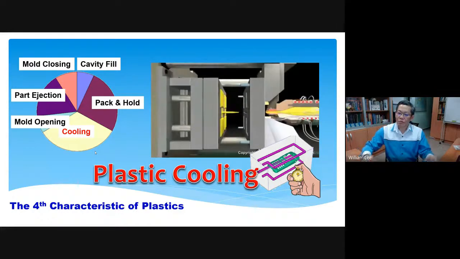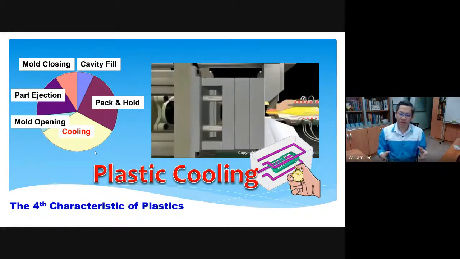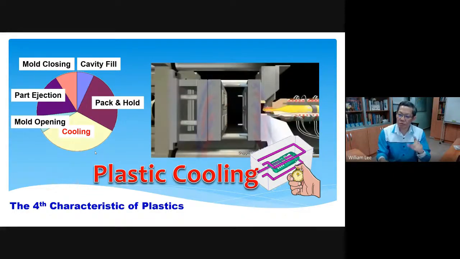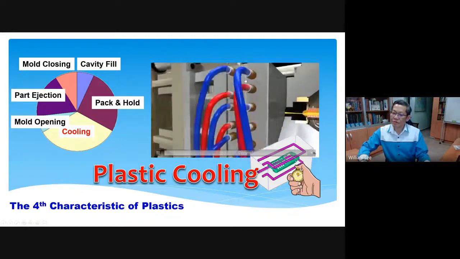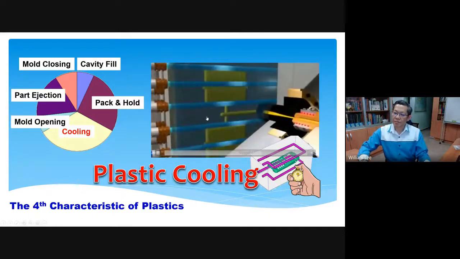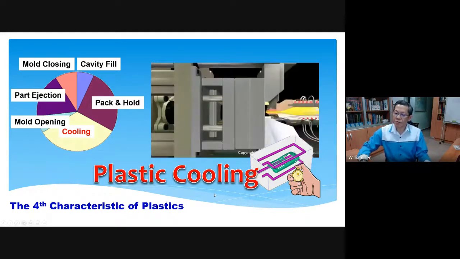So if you want to improve the productivity, one way is to give an effective cooling system. Okay, so here you can see that we have this water pipe here, and this is a cavity where you fill up the plastic, and this is where they go through the cooling phase in the molding cycle.